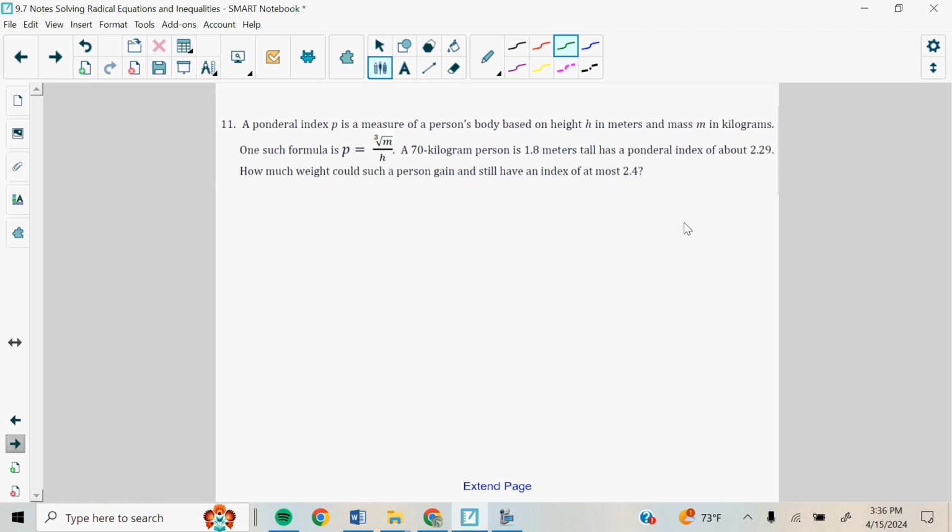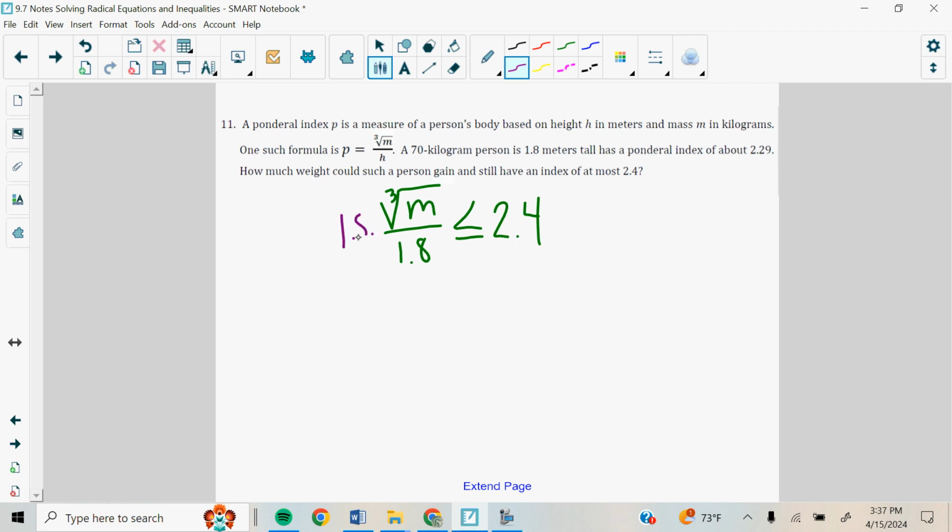Okay, so at most means that what we're dealing with needs to be less than or equal to 2.4. Their height is not going to change, so we keep that at 1.8. Then we're going to solve for m, and that's going to help us find out how much more weight they could gain. So we're going to start off by multiplying both sides by 1.8. So that'll cancel there. All right, go ahead and grab your calculator and put that in.